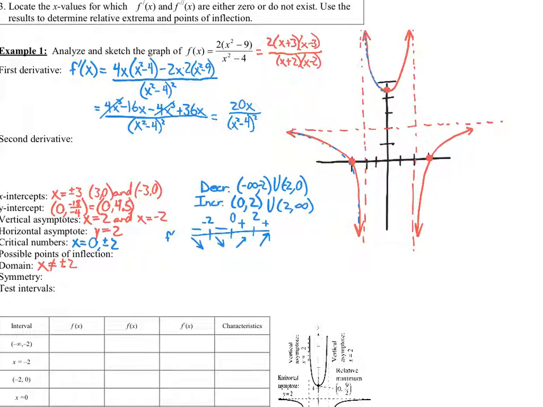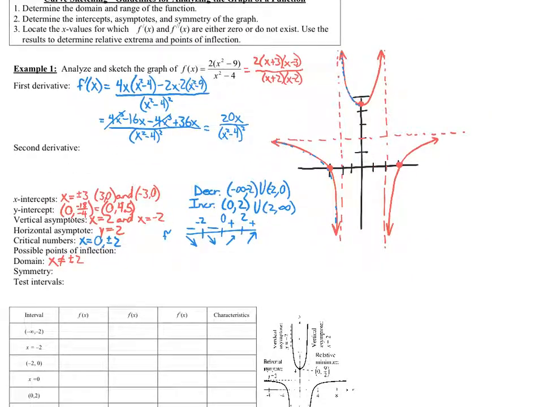So, question here, what extrema do we have? We have a minimum at where? X equals 0. At x equals 0, because right here, notice there's a min, and that's going to be the point 0, 4.5, which we already found. That y-intercept was the minimum point. Okay? Does that make sense, everybody?